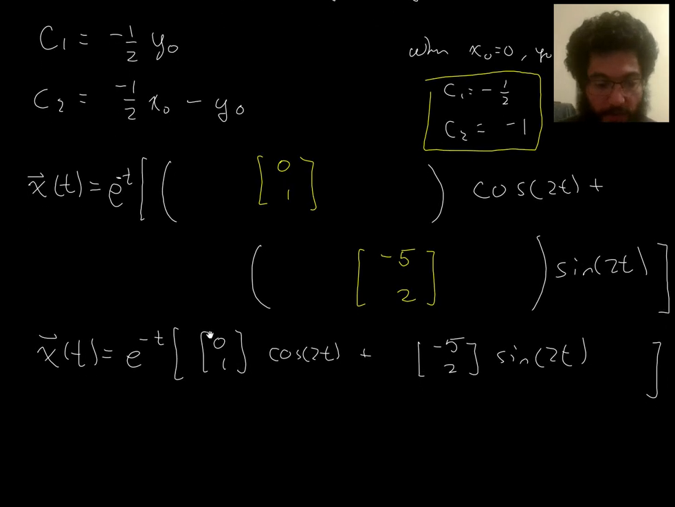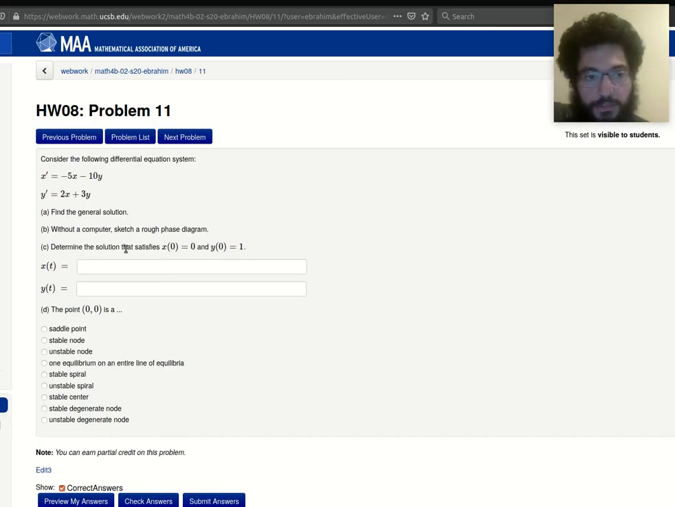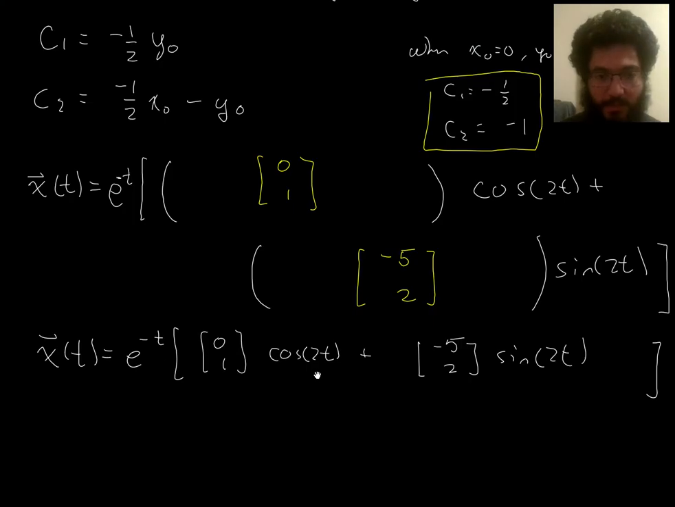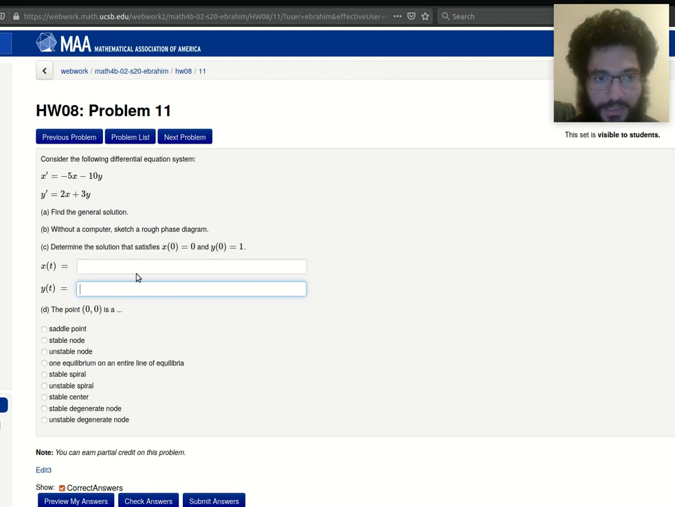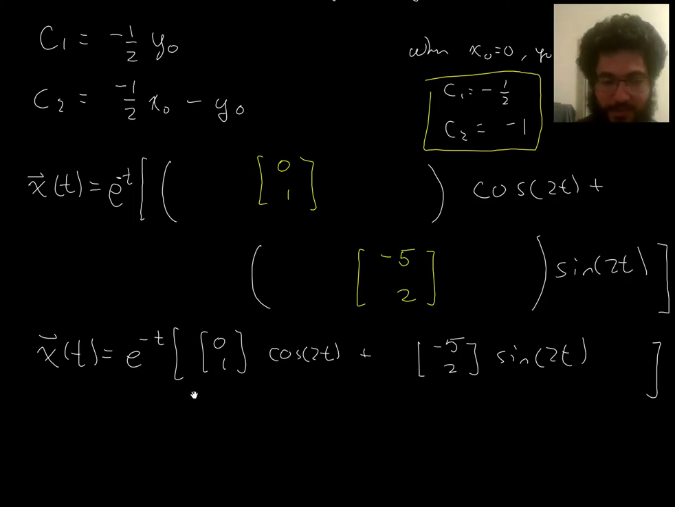So now if I want to go and type this into WebWork, I have to give the x of t and y of t separately, which sometimes is what you actually want. And only now do I finally break apart this vector into 2 component functions, right? So my x of t will be e to the minus t times 0 cosine 2t plus -5 sine 2t. And my y component will be e to the minus t times 1 cosine 2t plus 2 sine 2t. So only at this stage would I break it apart and put it in here. And I've already answered this question. It was a stable spiral, right? I already knew that before looking at any particular solution.